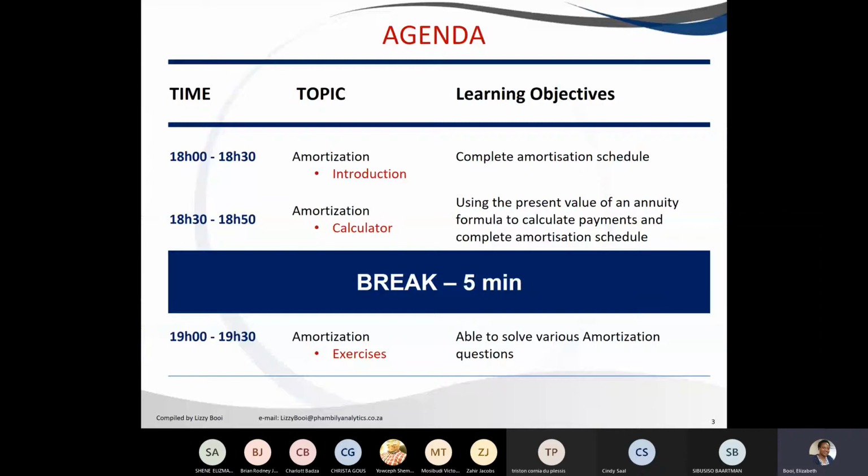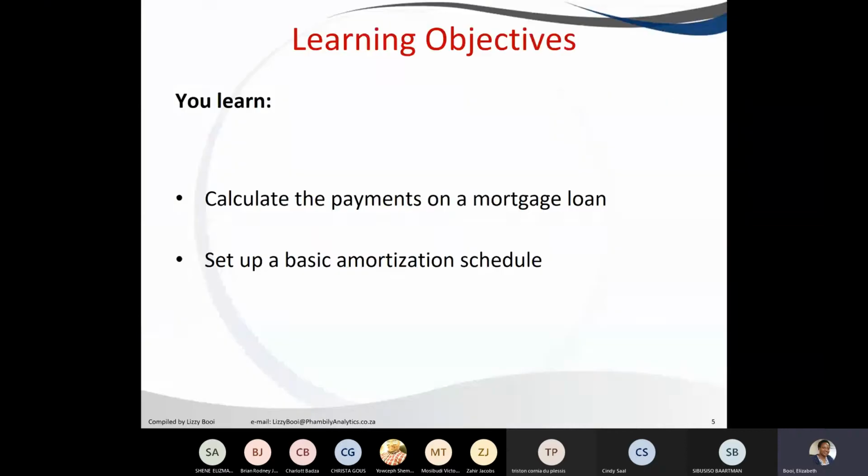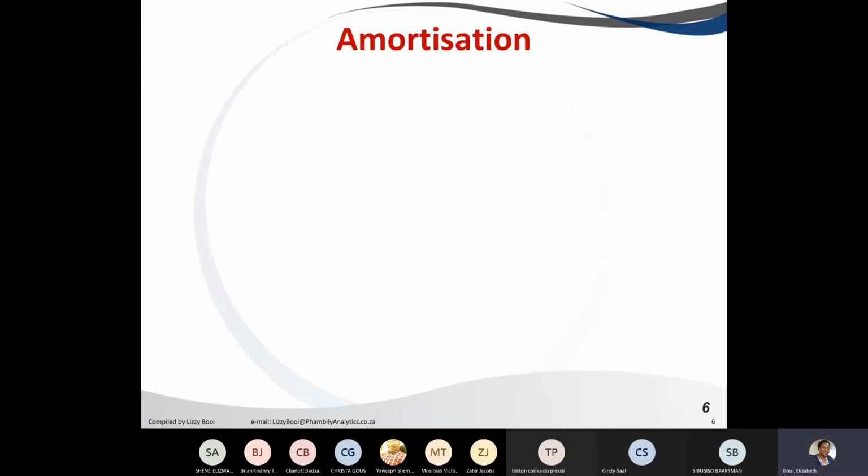Okay, so we're doing amortization. By the end of the session, you will know how to calculate the payments and do the basic amortization. So this is just to catch up everybody so that you don't get lost where we are. We forgot to record the session. That's why I'm rushing through it.